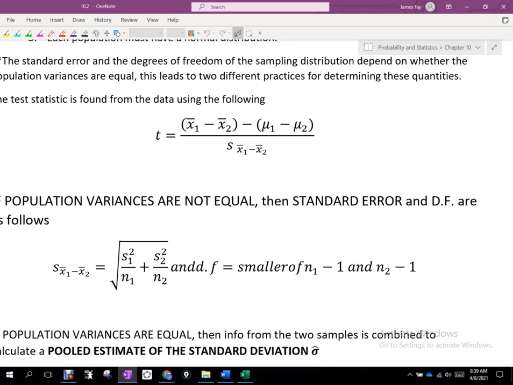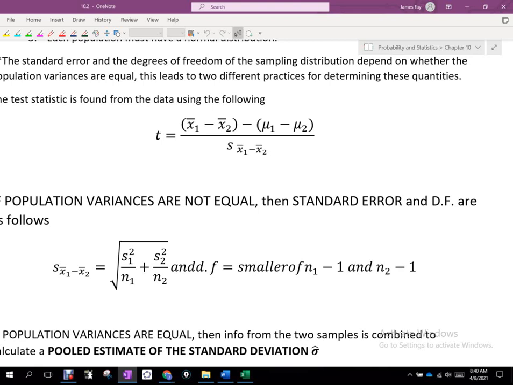If in the directions it says variances are not equal, that's what you're going to use as the denominator for your T, or your test statistic, your T-score. Okay? So the degrees of freedom are the smaller of the two sample size minus ones. So it says n sub 1 minus 1 and n sub 2 minus 1. You use the smaller of those differences, and that's what you use as your degree of freedom. Does that make sense?